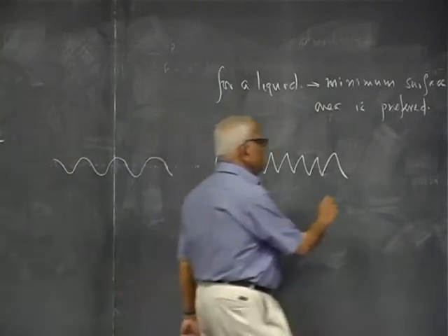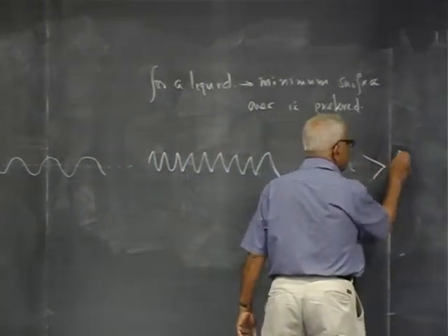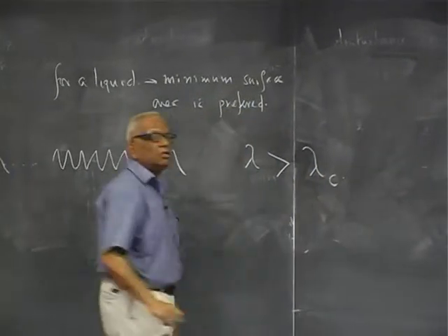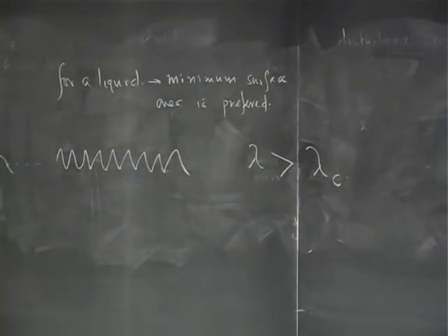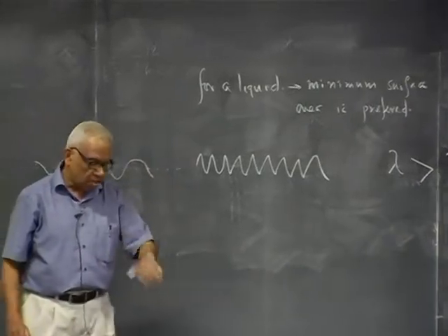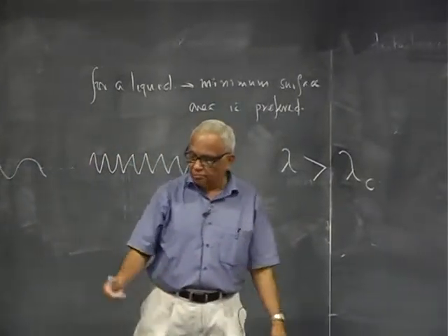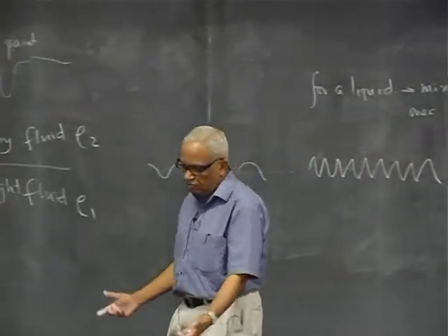So there has to be a wavelength which is greater than a critical wavelength. Otherwise, the gravity effect will not be seen. And we'll find the critical wavelength in a minute. But you have seen this critical wavelength business very often.